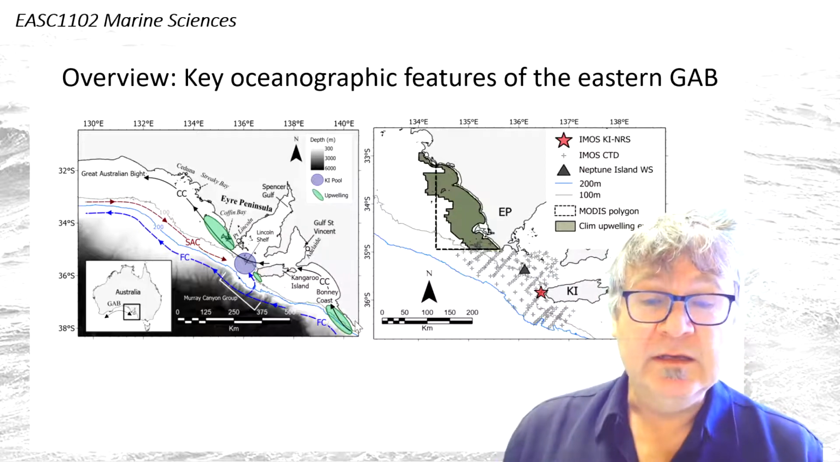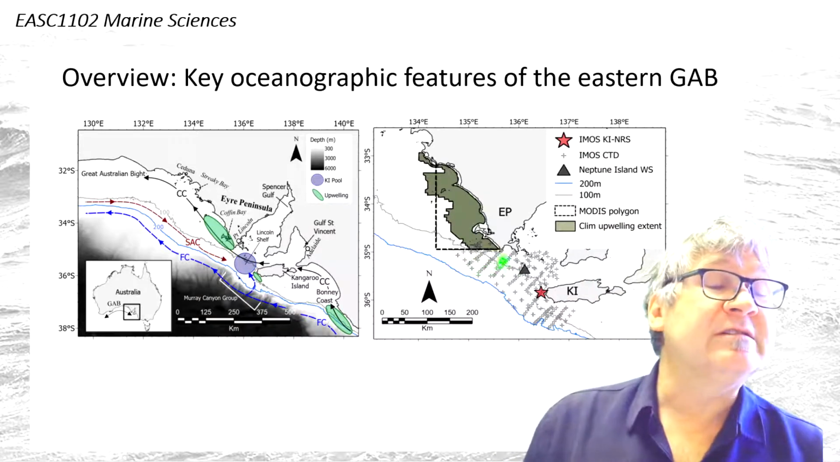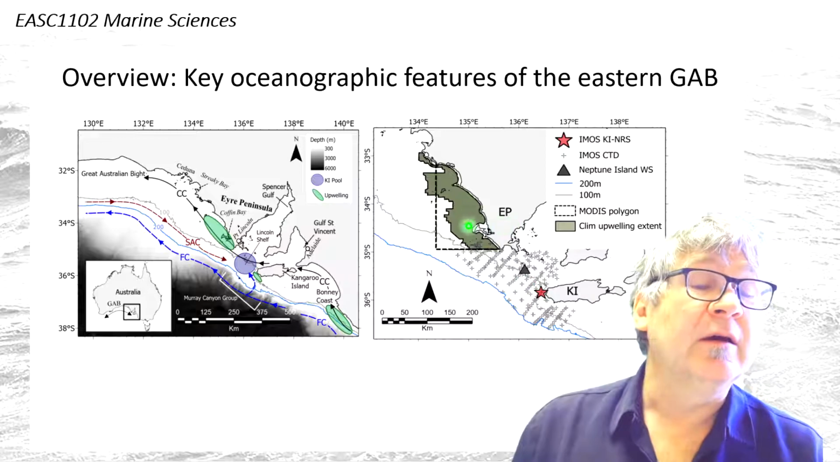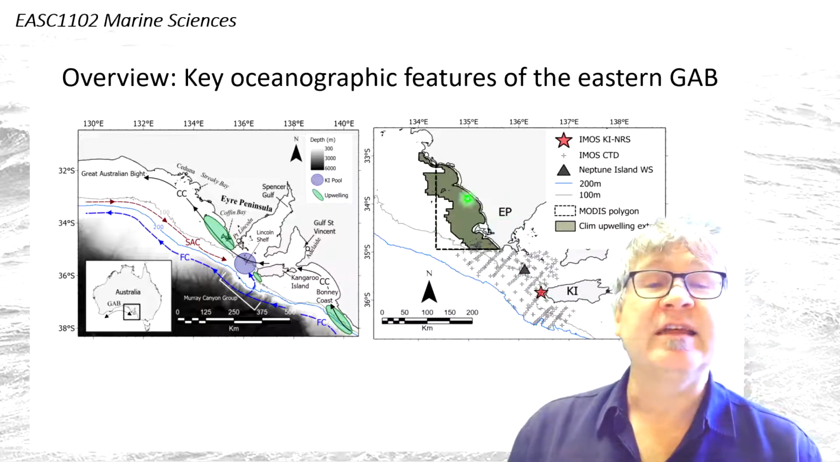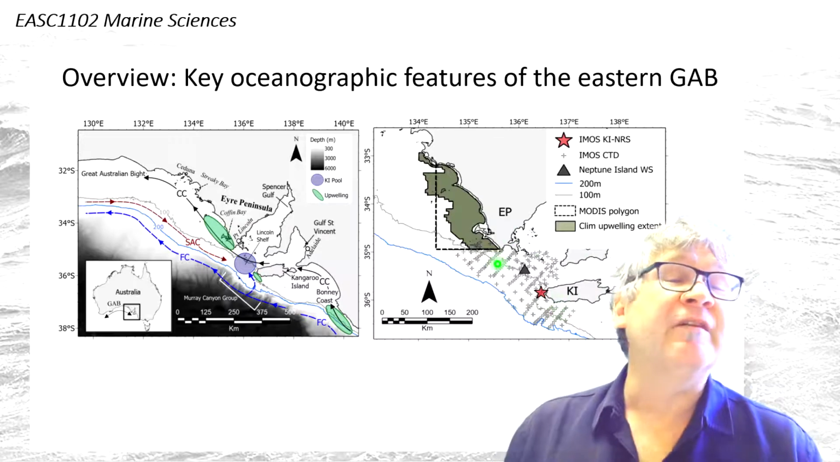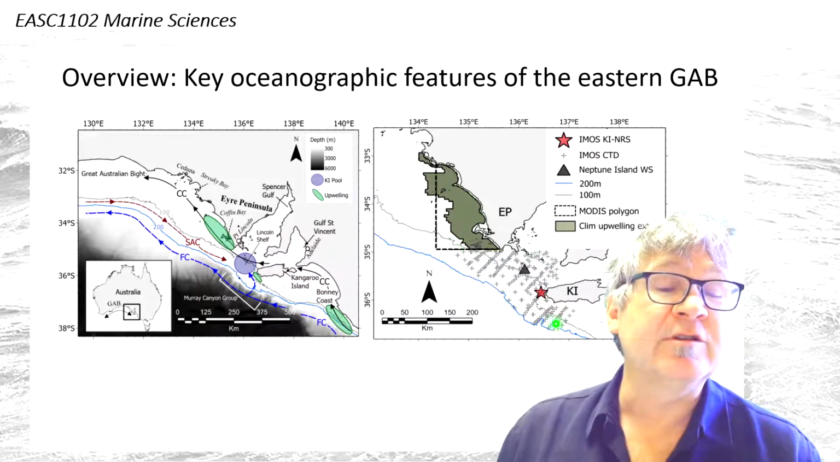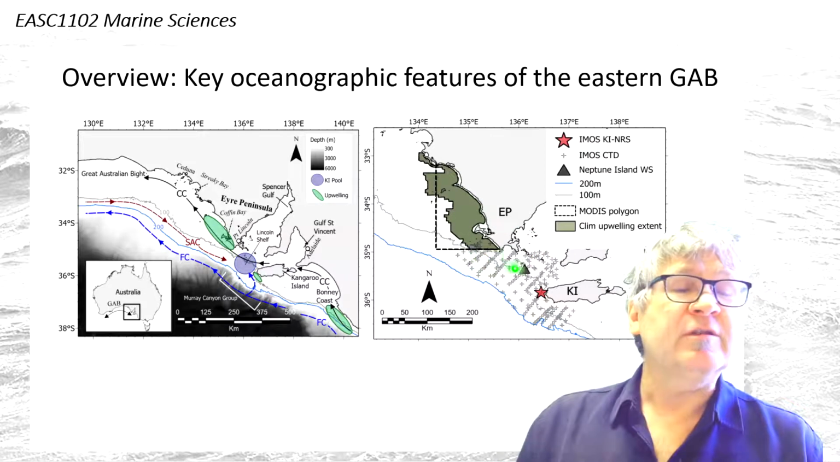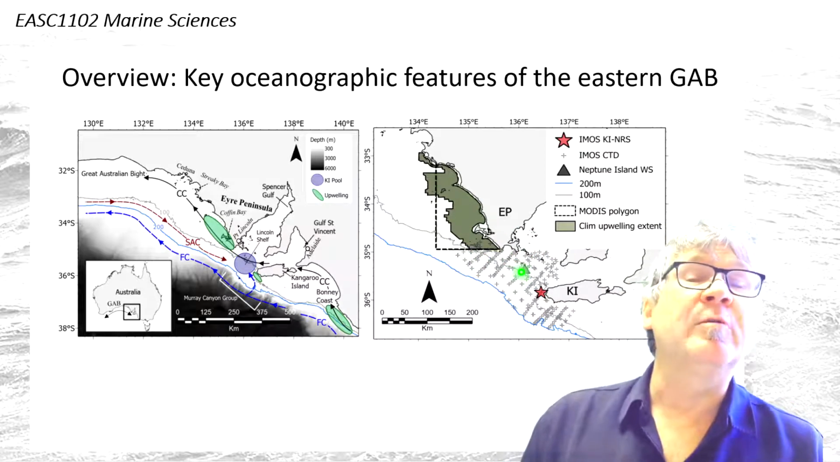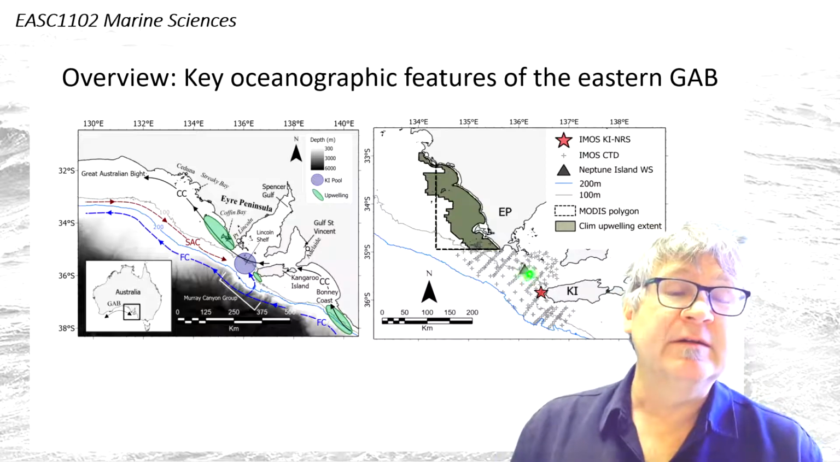Okay, so the other dots here show CTD stations, okay. All CTD stations that are available. Some years have a good coverage, other years do not have many observations. Okay, but this one shows all. There's also the Neptune Island station shown here, where BOM collects weather data.